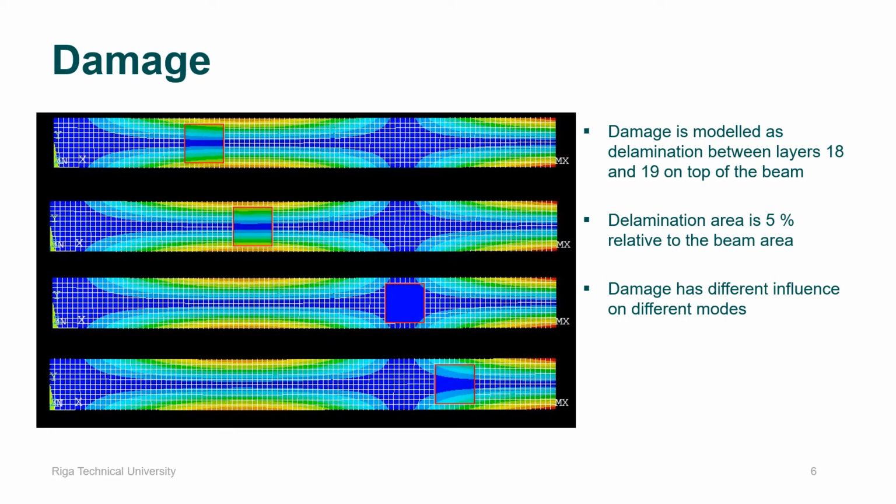Damage is introduced into the model as a delamination between layers 18 and 19, that is 2 layers down from the top. Delamination is 5% of the total beam area. The location of delamination is slightly shifted around the beam, which is expected to have different effect on modes.